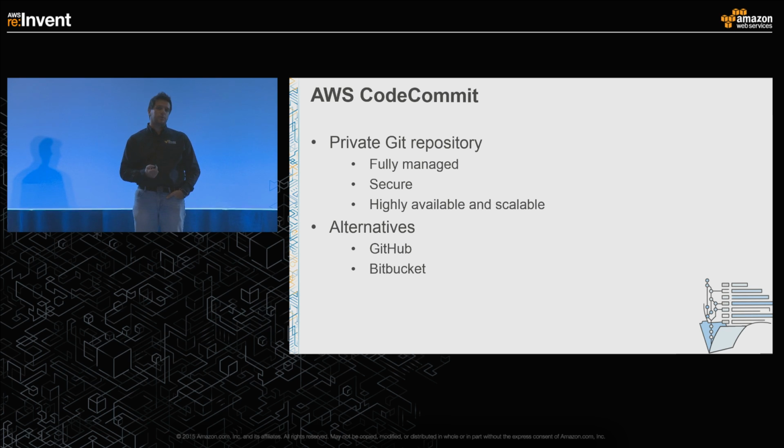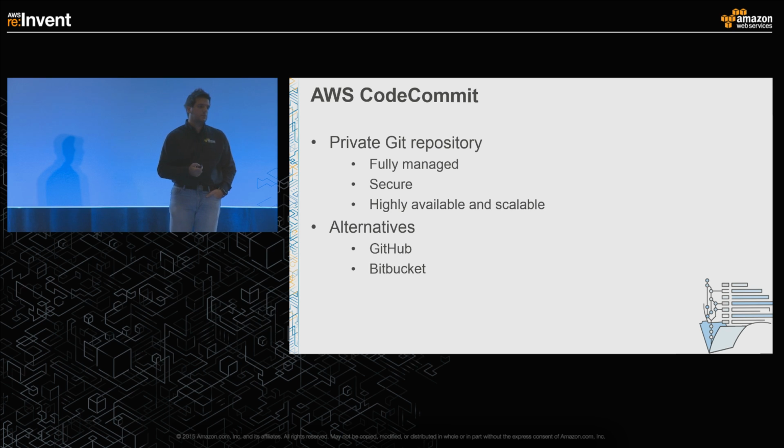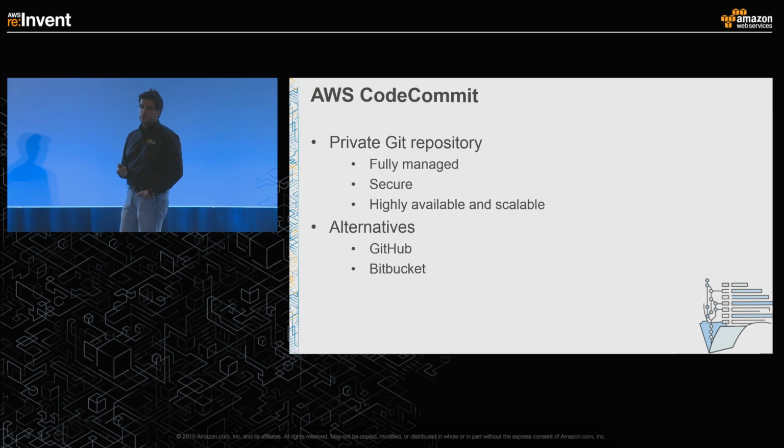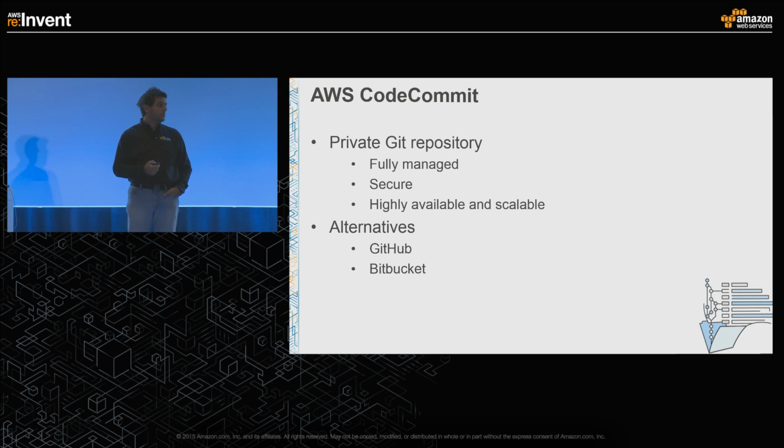And thanks to the integration with AWS Identity and Access Management, you can provide user-level permission on each of your repositories. And finally, we run CodeCommit on a scalable and highly available infrastructure, so your repositories are available and they can scale seamlessly. There are also alternatives, of course, to CodeCommit. Probably the most common ones would be GitHub and Bitbucket. For our demos, we'll actually be using a private repository on GitHub.